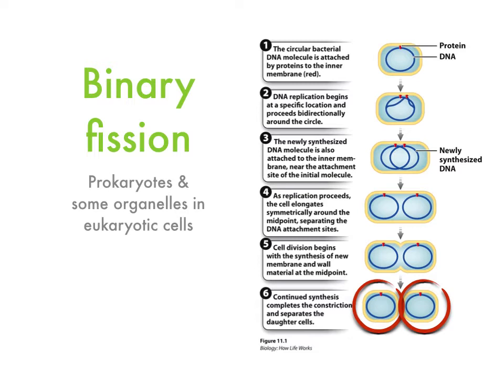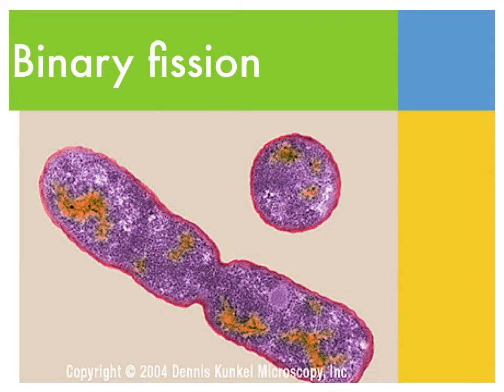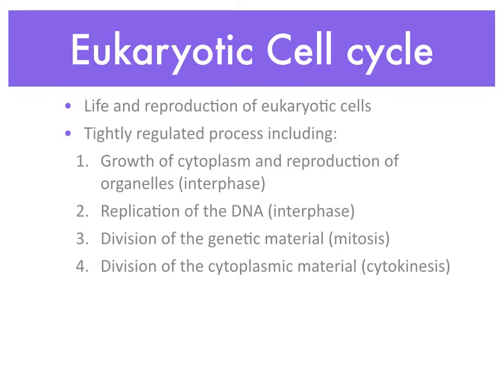So this is how a colony of bacteria can grow pretty fast. Some of them can grow as fast as double the population every 20 minutes. So this is it for the binary fission. You see here an example of, in fact, a real picture of bacteria dividing by binary fission. So now let's have a look at the eukaryotic cell cycle.